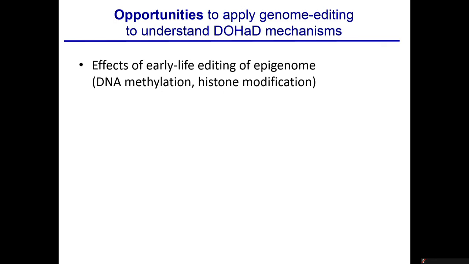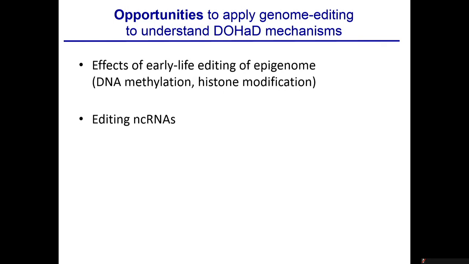So I think genome editing technologies have a number of roles to play at trying to tease out these mechanisms of these two events where the exposure to the chemical and the phenotype are separated by a large amount of time. Certainly we can now do early life editing of the epigenome and look to see what effect that might have in a targeted way on downstream phenotypes later in life.